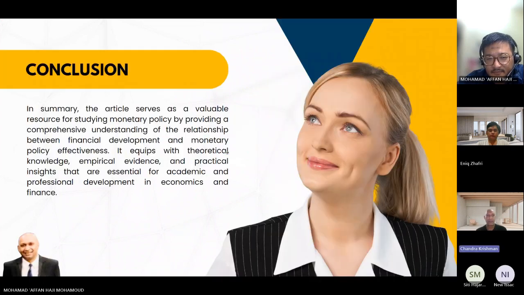I'll go through the conclusion of the analysis. In conclusion, the article serves as a valuable resource for studying monetary policy by providing a comprehensive understanding of the relationship between financial development and monetary policy effectiveness. It equips us with theoretical knowledge, empirical evidence, and practical insights that are essential for academic and professional development in economics and finance.